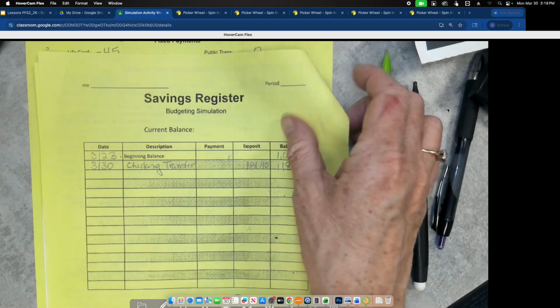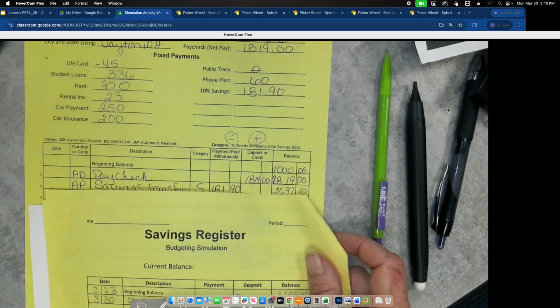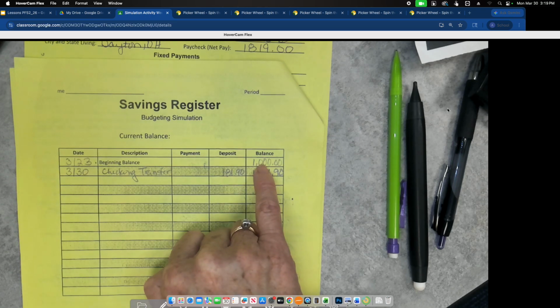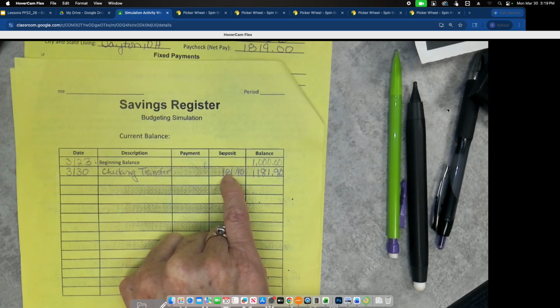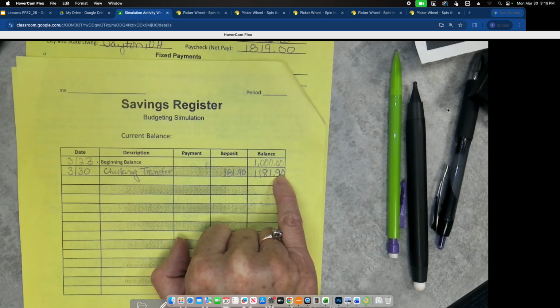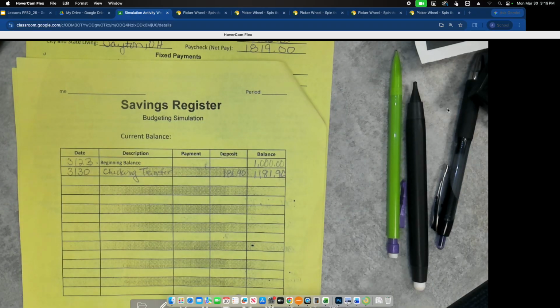And this is a deposit. It came from here as a withdrawal and got put in here. So now I will take my beginning balance plus my deposit. So I now have a new balance. And that's all there is to this.